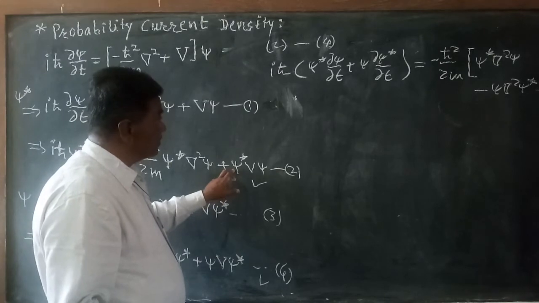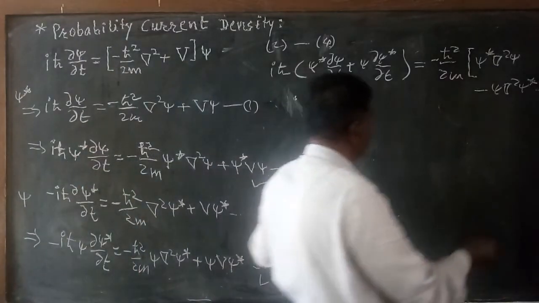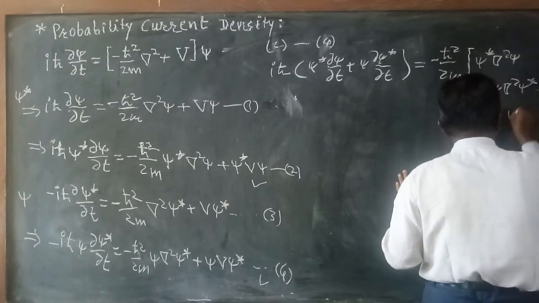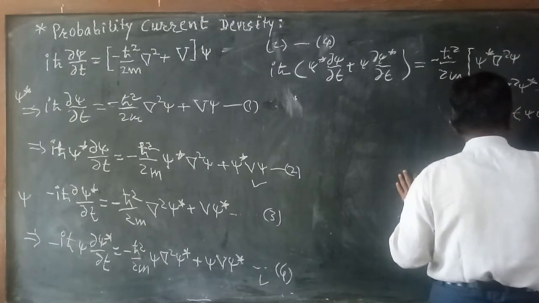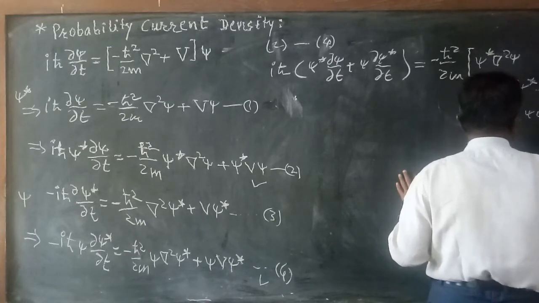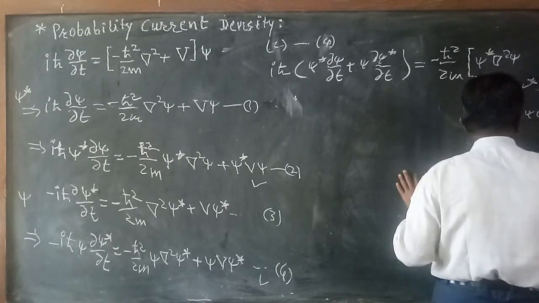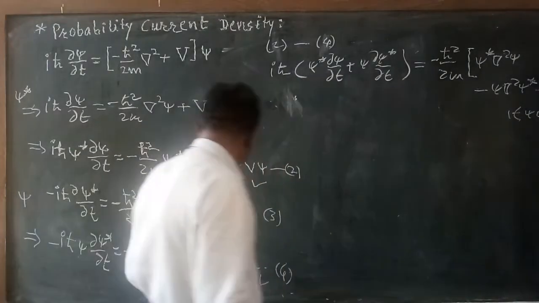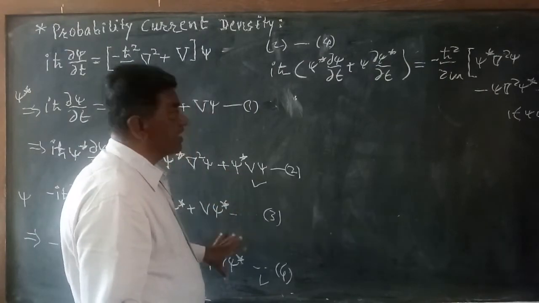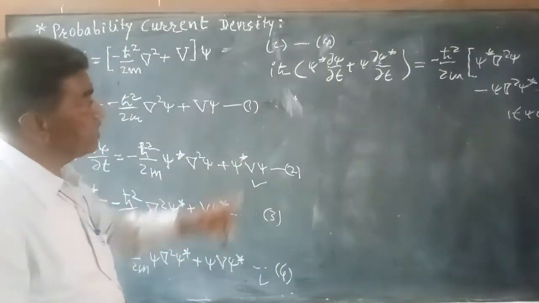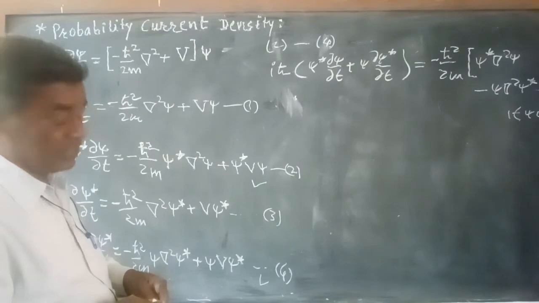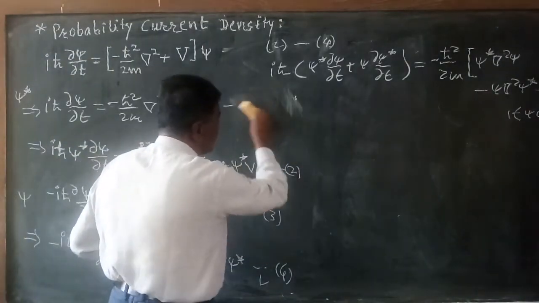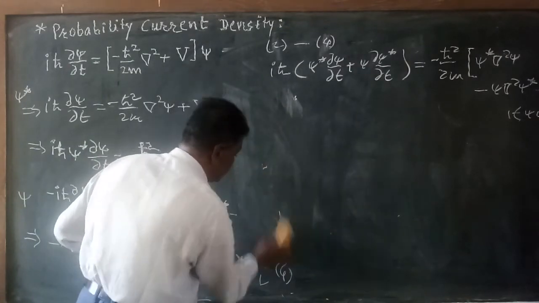If so, we will omit one term here. If psi V psi star is equal to psi star V psi, if these terms are equal, suppose, then they cancel. So we are getting that much equation here. Now next after here, so what we are getting is that equation.